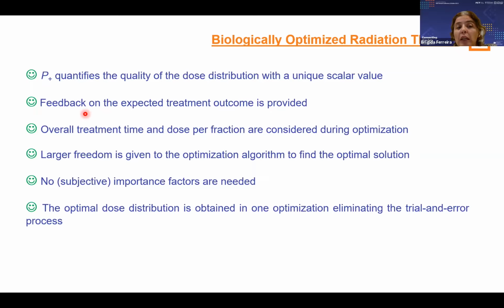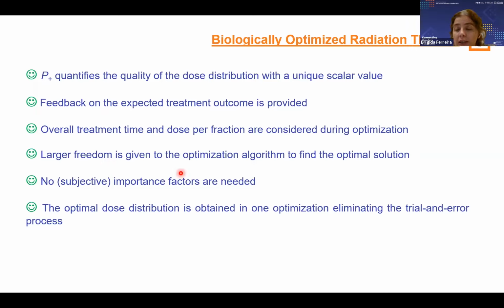You also have feedback on the expected treatment outcome, and this is information that you can provide to the patient and that he can very easily understand. Overall treatment time and dose per fraction are considered during the optimization, and you give much larger freedom to the optimization algorithm to try to find the optimal solution.